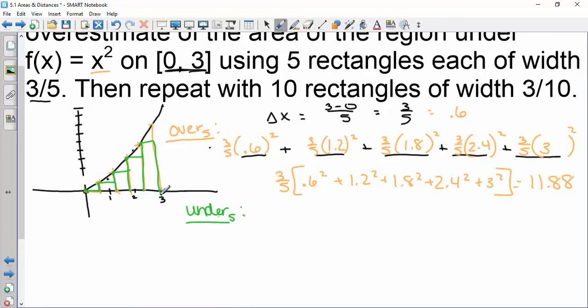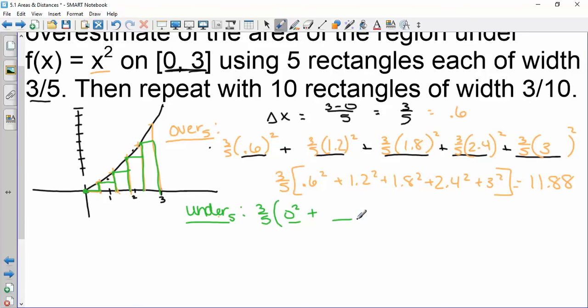A lot of times these can be referred to as left and right hand sums. The first one I used the right hand point on every rectangle. This one I'm using the left hand point. And you see this is an underestimate because all of these rectangles fall below the actual curve. So the setup is the same. The width of all these rectangles is still 3/5 or 0.6. But what did I use for my first x value? 0. So that one's 0 squared.